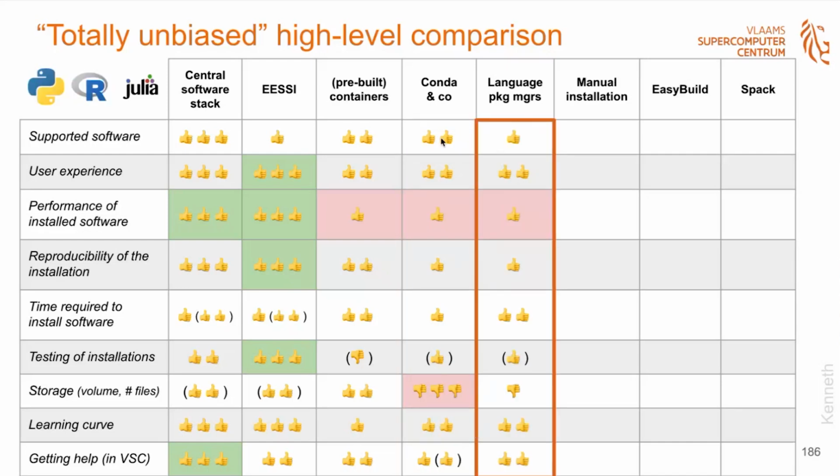With language package managers, it's mostly the same thing. Supported software is a bit less positive because you're stuck to that language. If you're doing pip or virtual environments, you're essentially only installing pip packages. So anything beyond that is going to be difficult. For the rest, it's mostly the same. Installation is maybe a bit quicker than with Conda, but just because you're installing fewer packages. Same things for the storage requirements. You're installing fewer files, so it's not going to be as bad as it is with Conda.